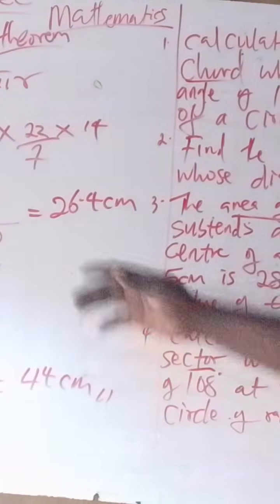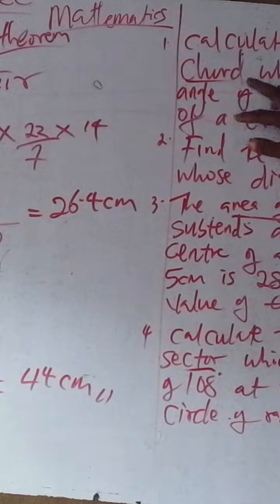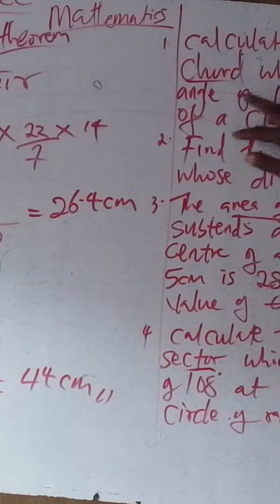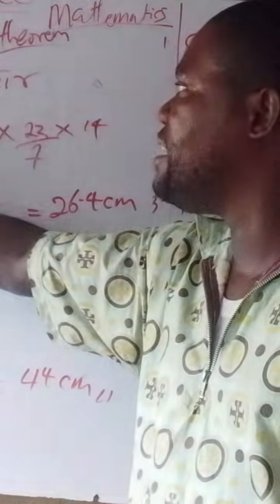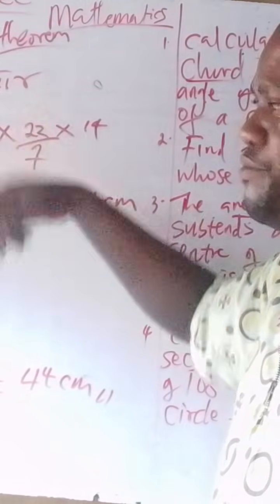Now for this first part, the first issue we have on this board is to calculate the length of a chord which subtends an angle of 108 at the center of a circle of radius 14 cm. First of all, I put down the formula for the length of a chord, which is equal to theta over 360 times 2 pi r.